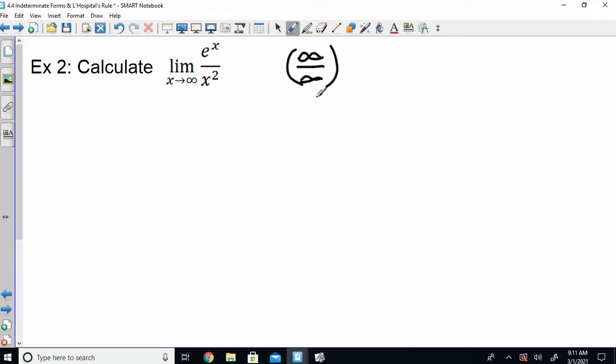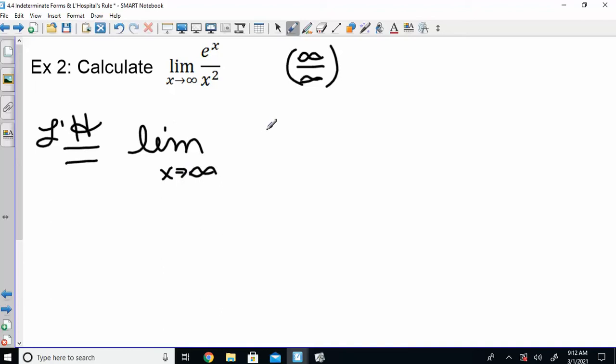So we are going to do L'Hopital's. Make sure you're labeling when you do that for me. So the limit as x approaches infinity. What's the derivative of e to the x? Still e to the x. Derivative of x squared? 2x. Okay, let's see what we get if we plug in. e to the infinity is still infinity. 2 times infinity is infinity.